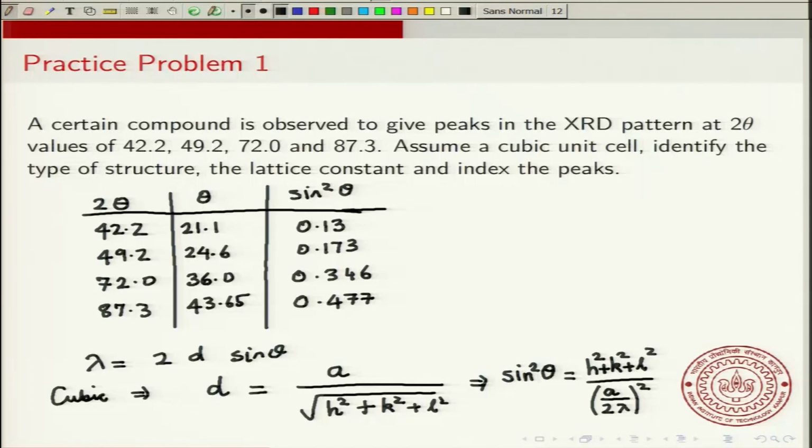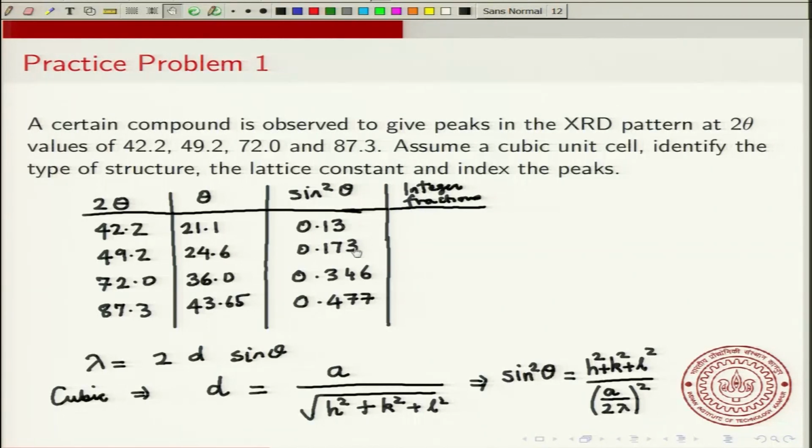Now at this point you try to identify integer fractions, because what we said is that sin square theta should be proportional to an integer. H square plus k square plus L square is an integer, and so sin square theta should be proportional to an integer. So we try to identify integer fractions of each of these. Now we notice that you have 0.173 and 0.346. Clearly 0.346 is twice of 0.173.